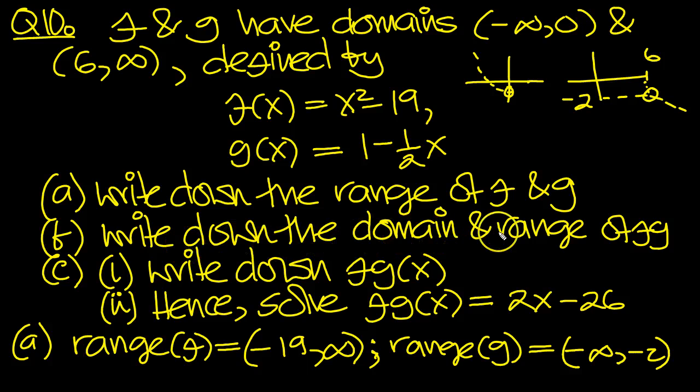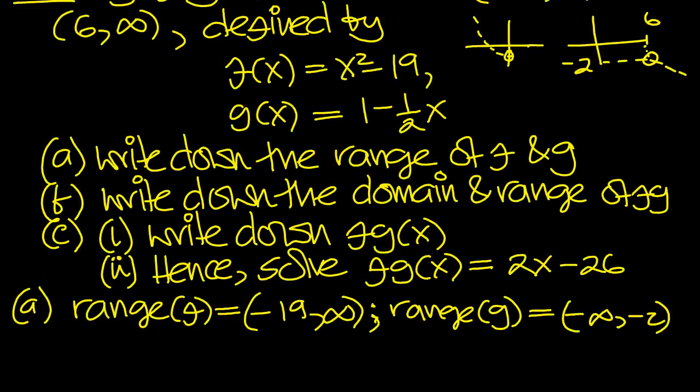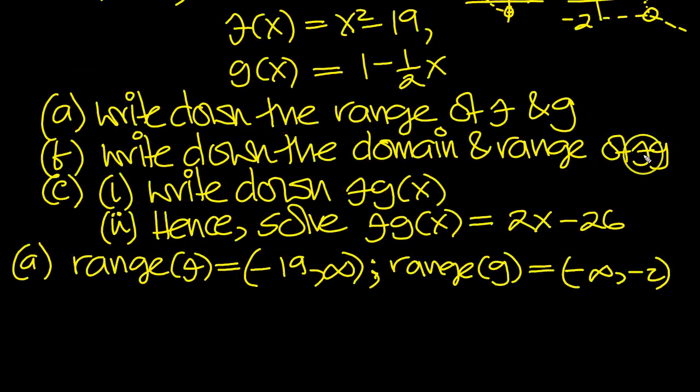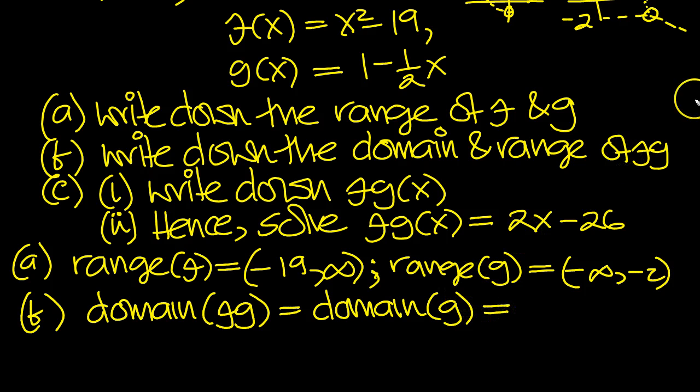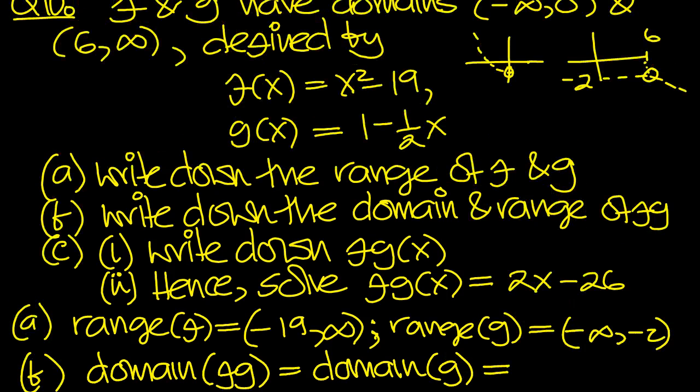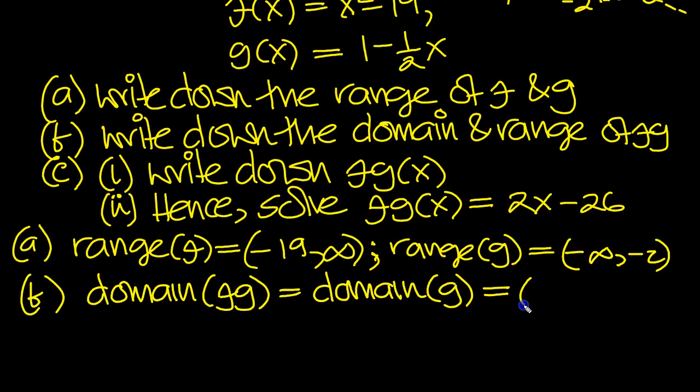Write down the domain and range of f composite g. So the domain of f composite g, this is part B, is simply equal to the domain of g, isn't it? And we said the domain of g was (6, infinity), didn't we? So that's (6, infinity).